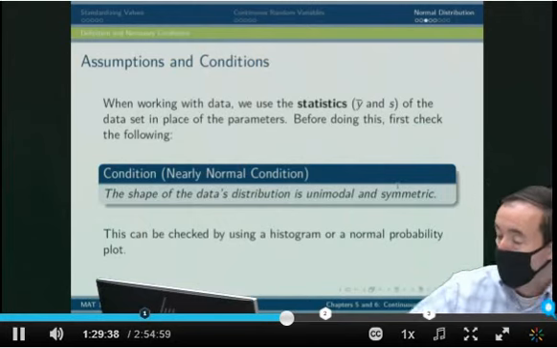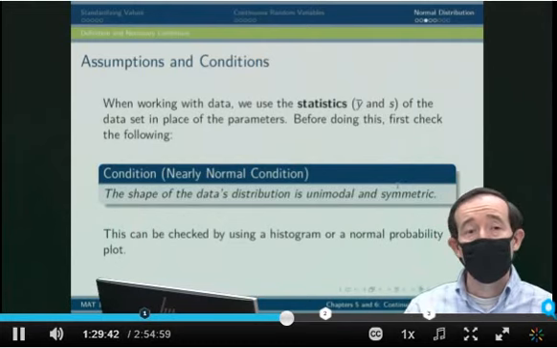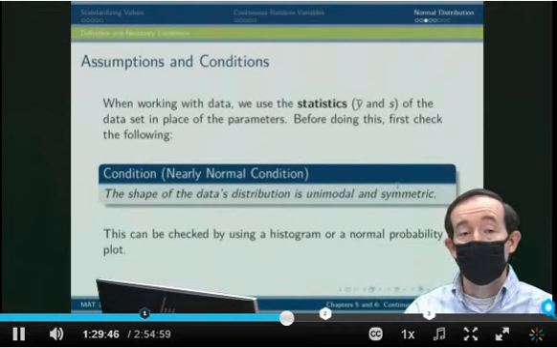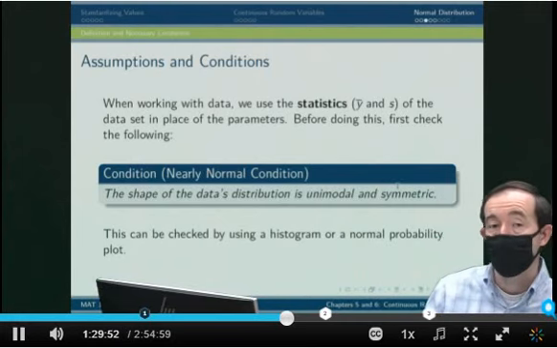All right. Key takeaway from this slide. If I want to know whether to use the normal distribution or not, I simply need to look at the shape of the distribution. Is it unimodal and symmetric? And if so, then at least in this class, I'm good for using the normal distribution.